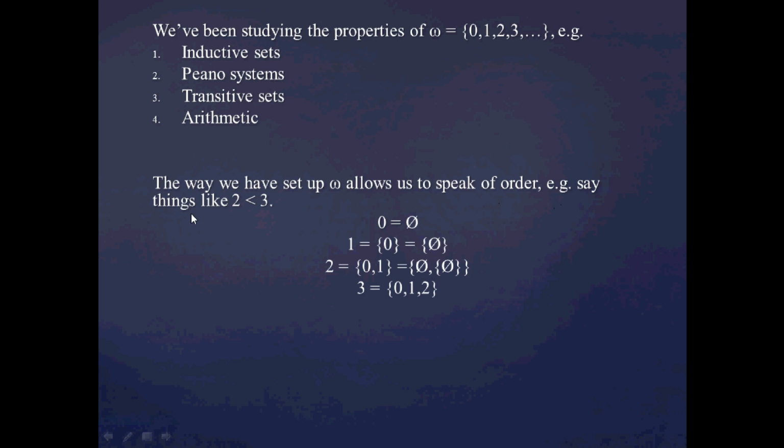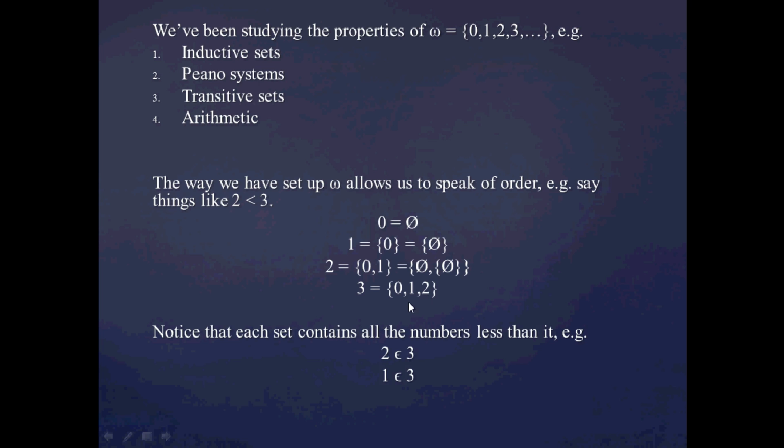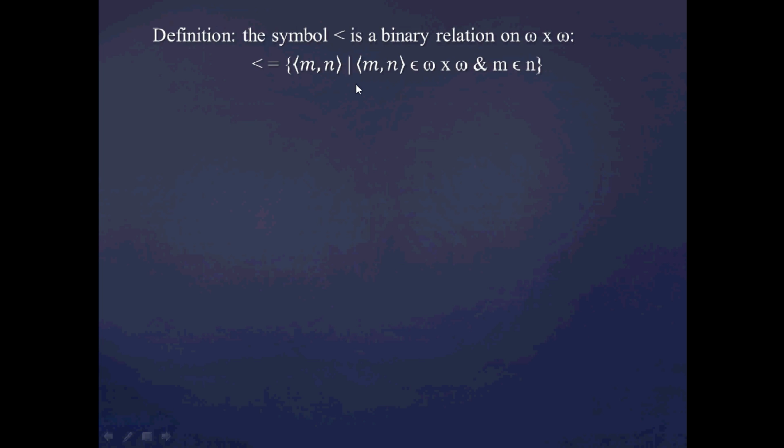That is, we can say things like 2 is less than 3. And just to remind you what our construction of the natural numbers is, we have 0 is the empty set, and then each of the following numbers contains all of the stuff below it. And it's that statement that's going to allow us to talk of order. You can see that each set, let's take the set 3 for example, contains everything less than it, namely 0, 1, and 2. So if we want to say things like 2 is less than 3, we can really boil this down into a statement like 2 is in the set 3, or 1 is in the set 3. So we now have a very natural motivation to set up this definition for the less than relation.